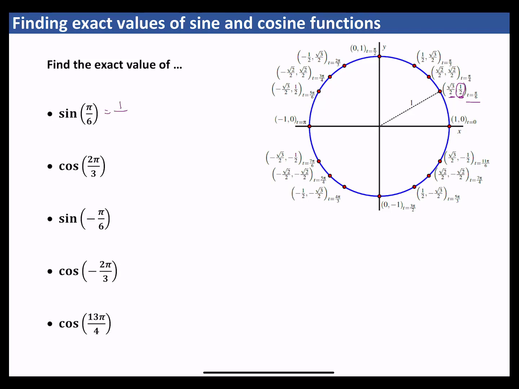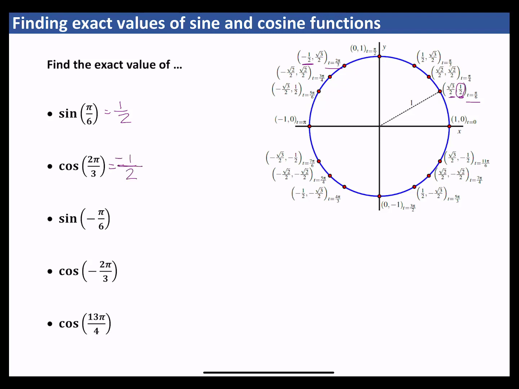Next, let's evaluate the cosine of 2 pi over 3. We know 2 pi over 3 is the input and represents an angle. We know the cosine value will be the x-coordinate at the angle 2 pi over 3, which is negative 1/2. So the cosine of 2 pi over 3 equals negative 1/2.